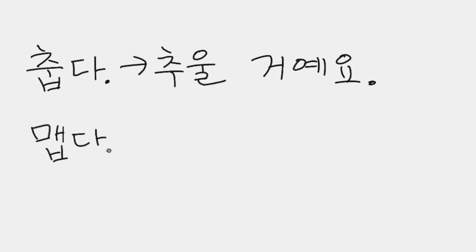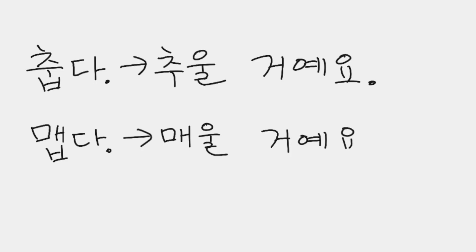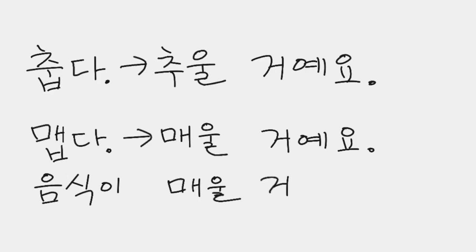맵다, to be spicy. This is also ㅂ irregular. So conjugation is same. 매, drop the ㅂ, add 울 거예요. 매울 거예요. The food will be spicy. 음식이 매울 거예요. Casual, 음식이 매울 거야. If you want to say that food will be spicy. 그 음식이 매울 거야.